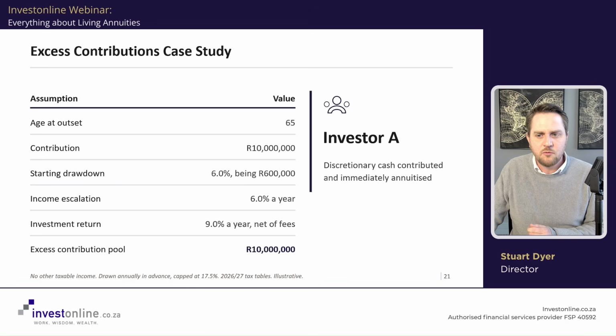So this is a case study we've drawn up. In the case study, we've got investor A, who's at the age of 65. He now is going to contribute a lump sum into a living annuity. He's going to contribute 10 million Rand. So he's doing this as part of a tax and estate planning exercise. He's starting with an immediate drawdown of 6%, which is 50,000 Rand a month. And he plans to escalate that by 6% each year. We've got the same investment return assumption of 9%. And that pool of what he's contributed as excess is immediately 10 million Rand because he hasn't claimed any of it as a tax deduction as yet.